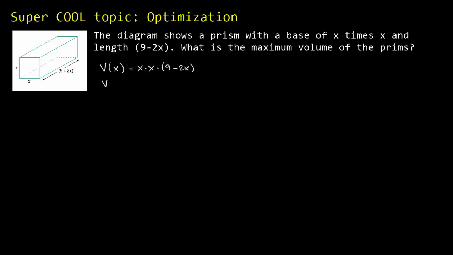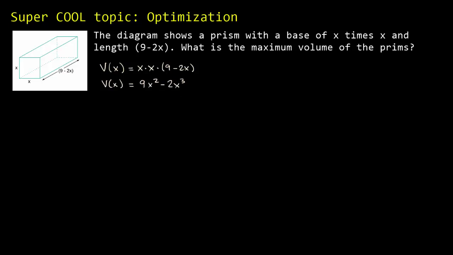Now, simplify this. This would be x squared times 9, so 9 times x squared. Then x squared times negative 2 times x would be minus 2 times x to the third. So this would be the formula that will produce the volume.